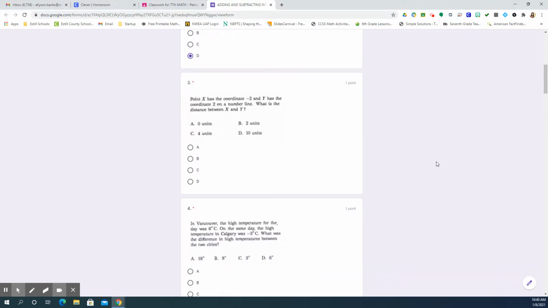Okay, number 3, point X has a coordinate of -2 and Y has a coordinate of +2 on the number line. What is the distance between X and Y? So anytime you have a number line question, I highly recommend you draw a number line. And I'm going to attempt to do this. I know it's probably not going to be the prettiest thing in the world because I'm using a pen, but this is my number line. I'm going to put a 0 here.